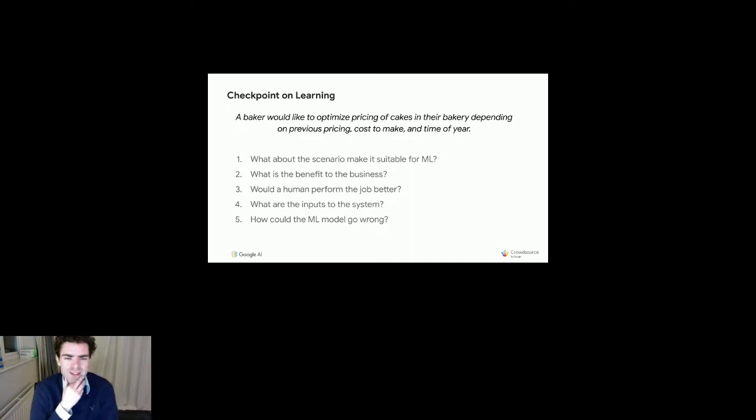What are the inputs to a system? The inputs to a system here are just those in the question. So a baker, one man or woman, would like to optimize pricing of their cakes, so price, in their bakery, singular. Depending on previous pricing, so we've got some data. Cost to make, okay, that could change, and time of year.